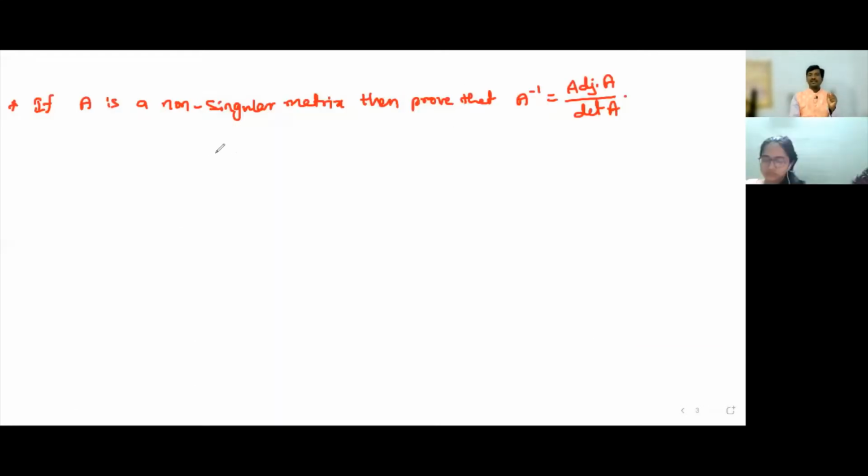If A is a non-singular matrix, then prove that A inverse is equals to adjoint A by determinant A. Okay, so we used this formula. So now we are going to prove the formula. Here A is a non-singular matrix, which means the determinant is not equal to 0.